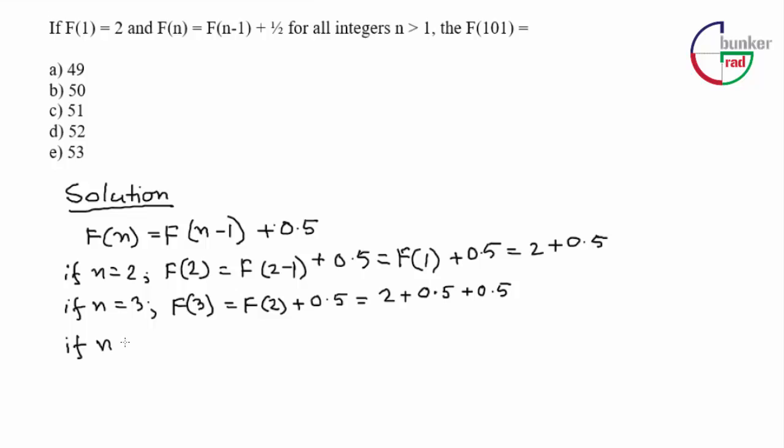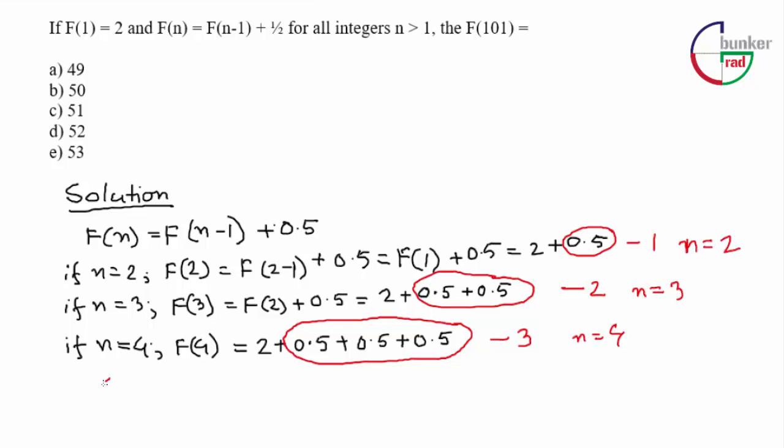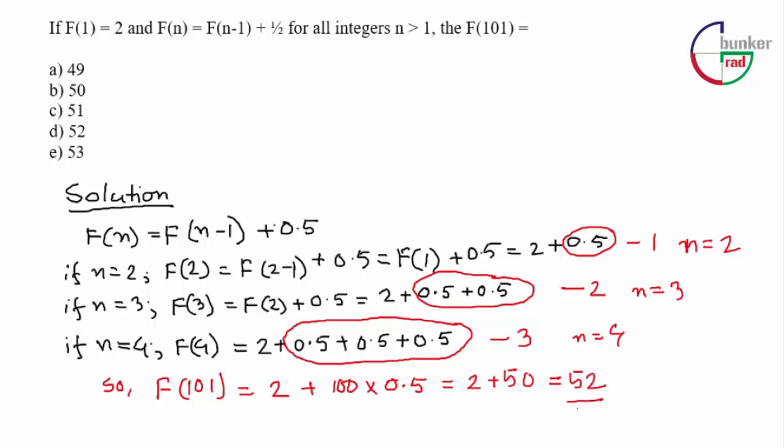So if we look at the pattern, we see that for the value of n, the number of 0.5s will be n minus 1. So function of 11, we can say, is 2 plus 11 minus 1, that means 100... sorry, 10. Hmm, as stated, there are 100 values of 0.5 there. So it becomes 2 plus 100 multiplied by 0.5 equals 2 plus 50 and equals 52. So our answer is D, 52.